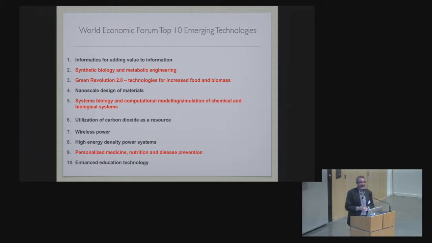Synthetic biology and metabolic engineering is number 2 on their top 10 list, which means they don't know very much because we're not there yet. But I understand why they think it. They think it because if we could bring biology to bear on some of the problems you saw in the last slide, we could have a great effect that would be difficult to have any other way. And I'll explain why in a moment.